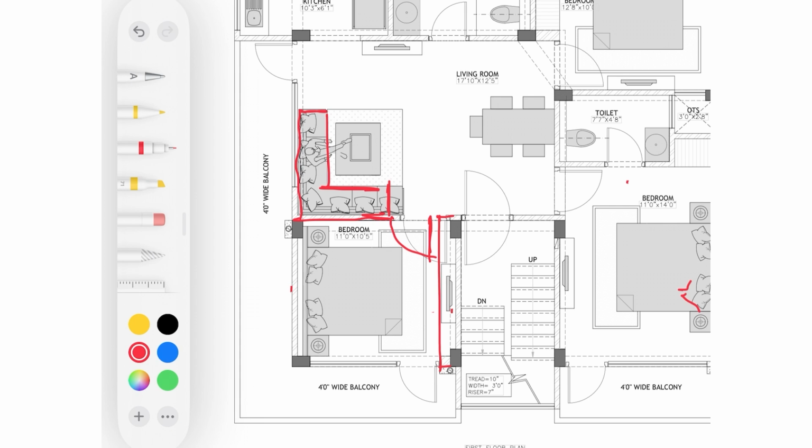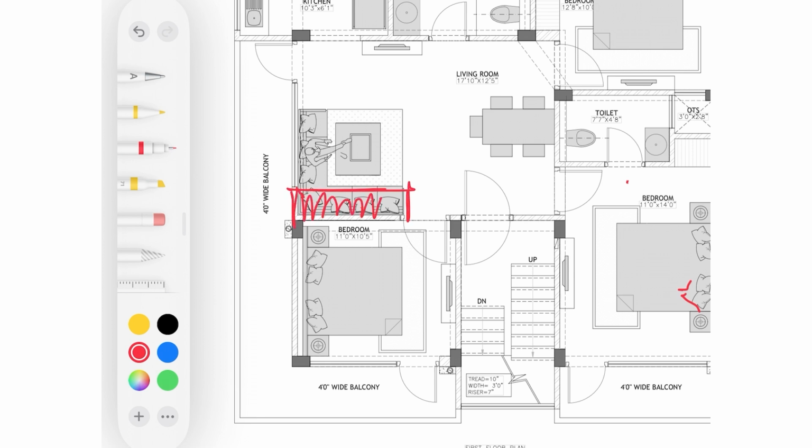Now this is your bed. Maybe I would have added one storage here too, and this would have been your balcony. So although the window size would have been reduced, I'm having one wardrobe and also storage here, which is decent now.